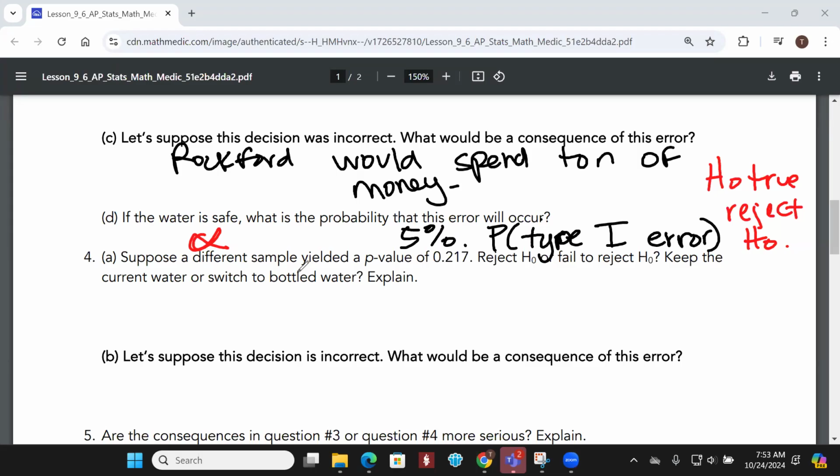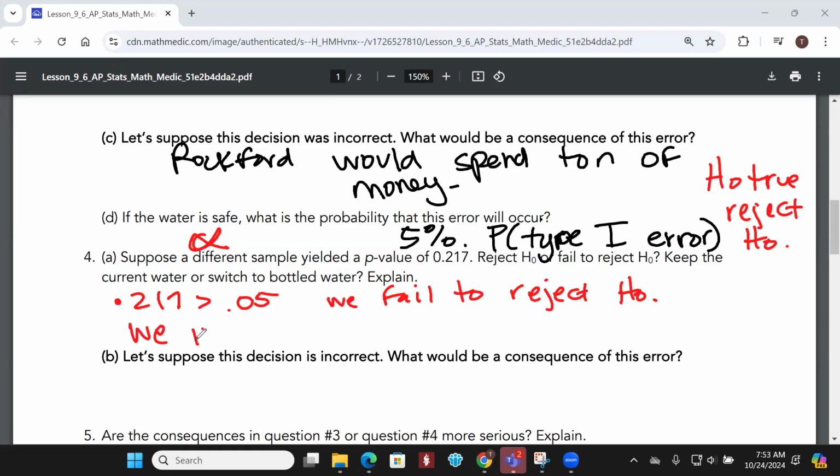Okay, suppose, this is where it starts getting a little weird. Suppose a different sample yielded a p-value of 0.217. Do you reject or fail to reject the null? Okay, so 0.217 is greater than 0.05, so we fail to reject the null. Do you keep the current water or do you do water bottles? Keep the current water. Why? It's greater than 0.05, but why does that make sense?